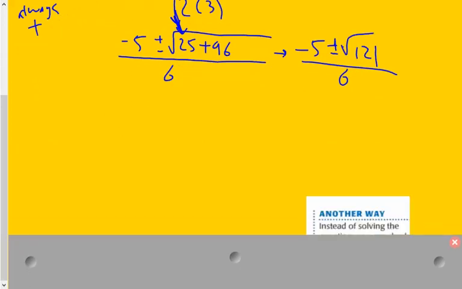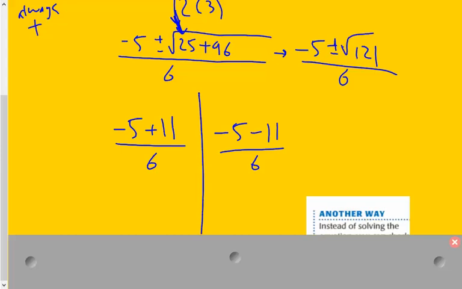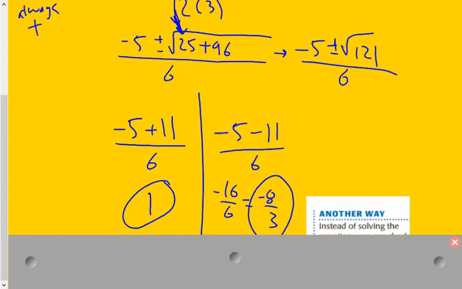And then I have negative 5. The square root of 121 is positive and negative 11. So plus 11 divided by 6, and then minus 11 divided by 6. Here are your two solutions. 6 divided by 6 is 1, and negative 16 divided by 6 is negative 8 thirds. So 1 and negative 8 thirds are your answers.